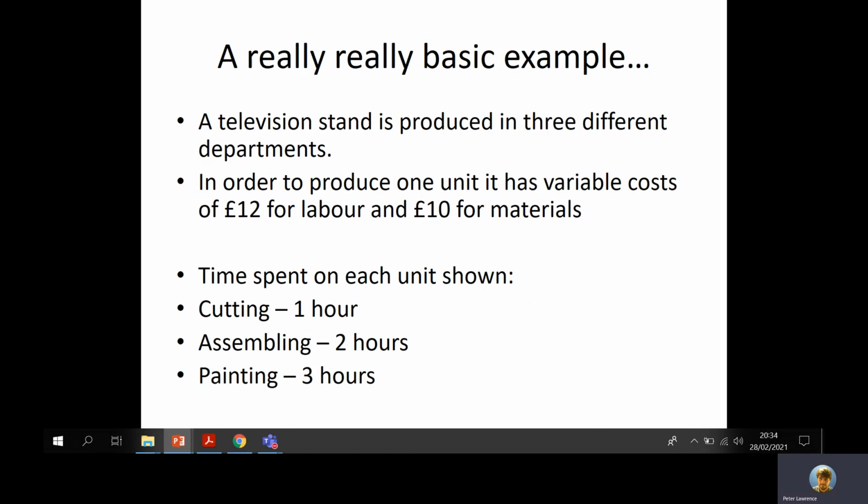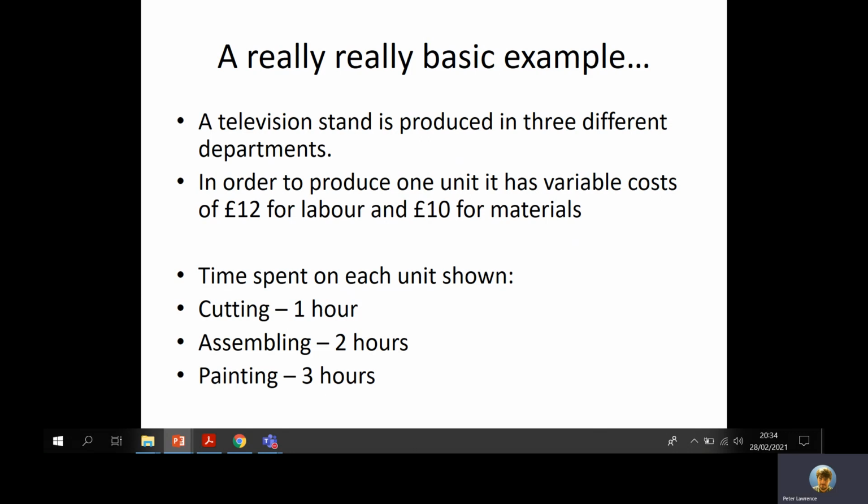So we've got a really basic example for you. A television stand is produced in 3 different departments. In order to produce one unit, it has variable costs of £12 for labour and £10 for materials. We've then got 3 separate production departments: the cutting department, the assembling department, and the painting department. It spends an hour, 2 hours, and 3 hours, respectively, in there.